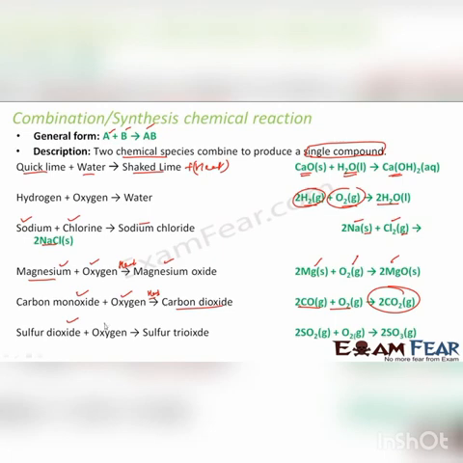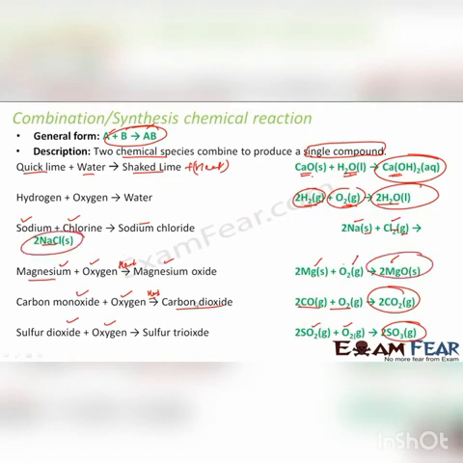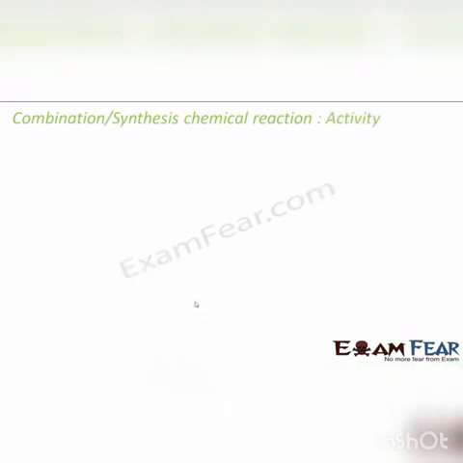One more example, you have sulfur dioxide and oxygen. You combine these 2, you get SO3, that is a gas. So these are some examples of combination or synthesis chemical reactions. The point here is that in all these reactions we have 2 reactants, you get 1 output. You have 2 inputs, you get 1 output. The reactant part has 2 items and the product part is 1 item. That's the example of a synthesis chemical reaction.